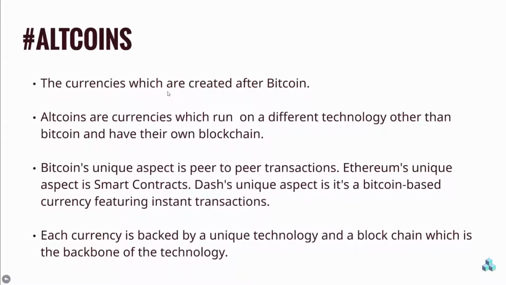Bitcoin's unique aspect is peer-to-peer transactions. Dash's unique aspect is that it's a Bitcoin-based currency, but the speed of transaction on Dash is pretty fast, so it's faster than Bitcoin. Bitcoin is slow in terms of confirming transactions and creating a Bitcoin block. Dash is similar to Bitcoin, but it features faster transaction processing. Each currency is backed by a unique technology and a blockchain, which is the backbone of the technology.